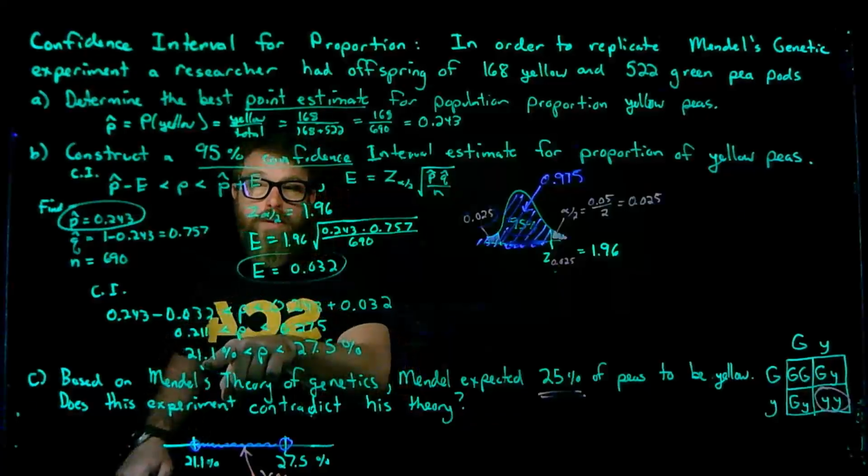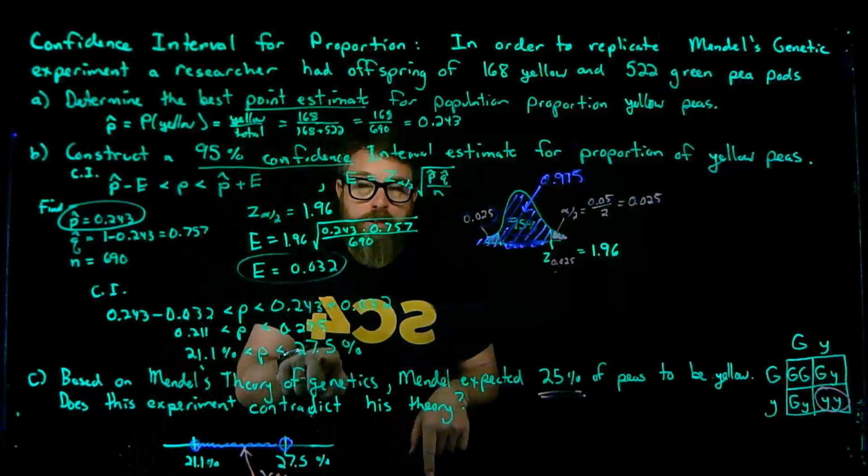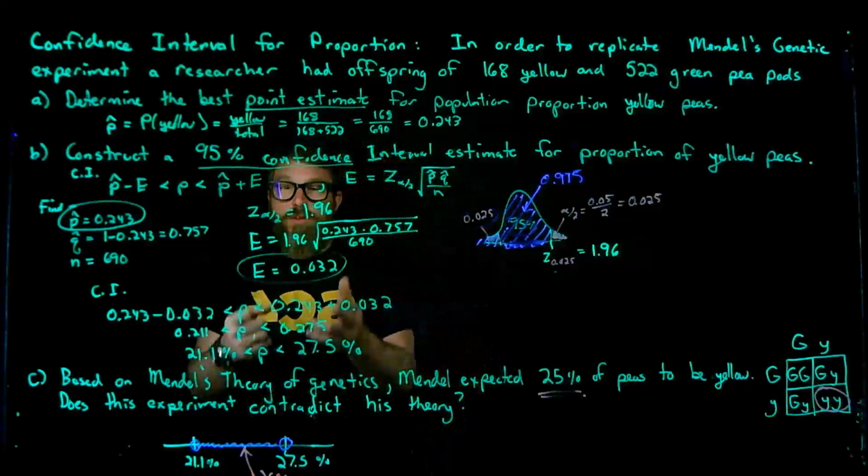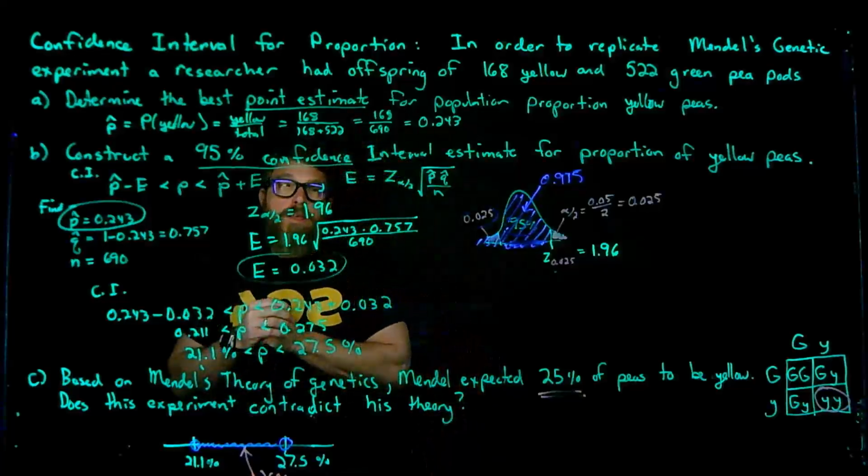So if it's a little bit low, it might be closer to this. A little bit high, it might be closer to this. But 95% of those samples will live inside of this confidence interval.